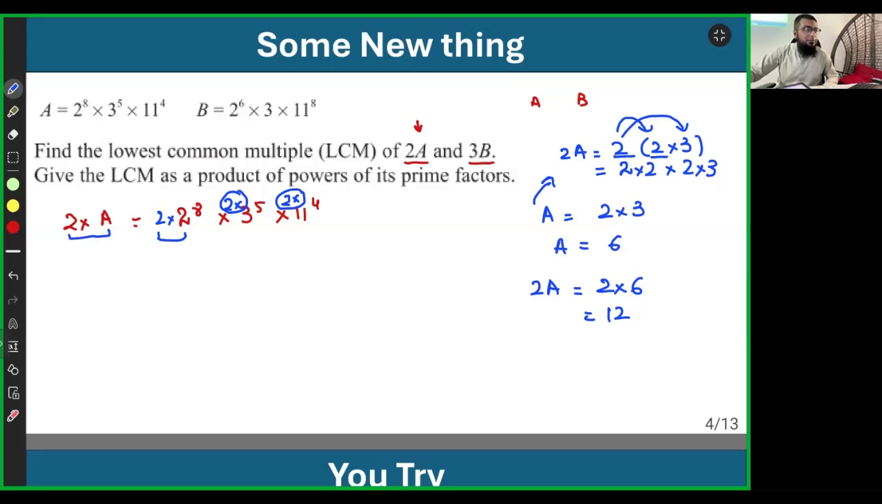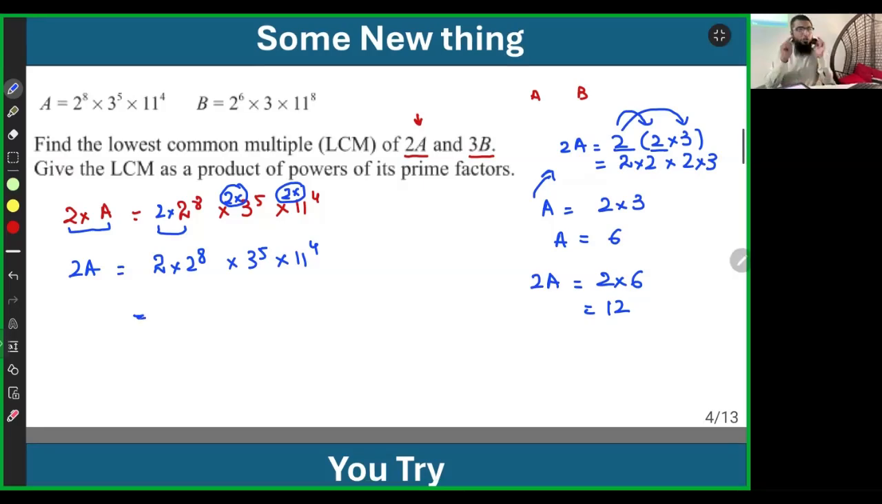ठीक है, क्लियर होगी बात? So you need to be careful here. अब यहाँ पे क्या होगा? 2 times a will actually be equal to 2 into 2 raised to the power 8 into 3 raised to the power 5 into 11 raised to the power 4. Got it? Whatever number you're multiplying with a or b, उसने right hand side में that number will multiply only with its same base. Now, we need to just revise the concept.